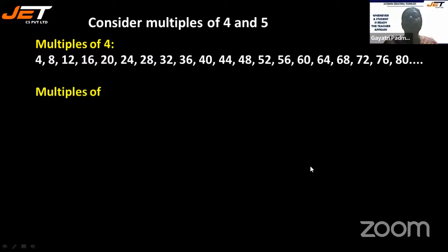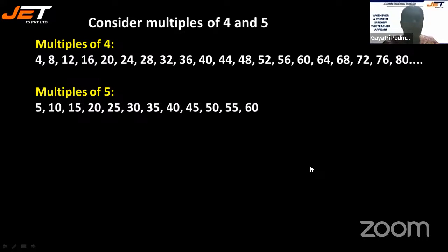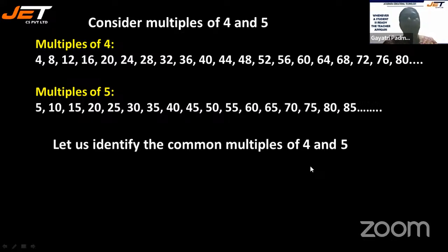Yes. Now consider the multiples of 4 and 5. Right? So the multiples of 4 is 4, 8, 12, 16, 20, 24, 28, 32, 36. So 4 tens are 40, 4 elevens are 44, and it goes on like that. Next, we are seeing the multiples of 5, whereby we are having 5 ones are 5, 10, 15, 20, and it goes on like that.